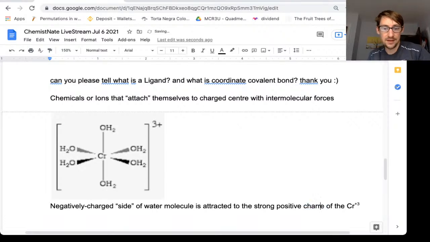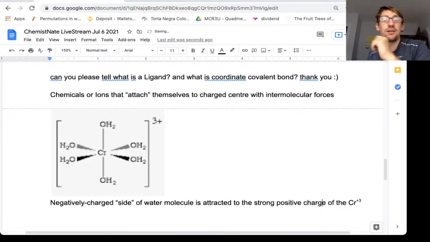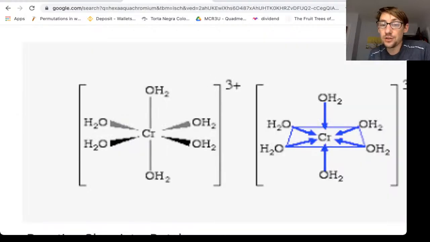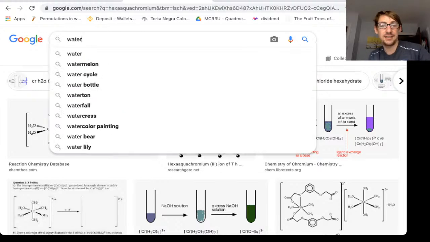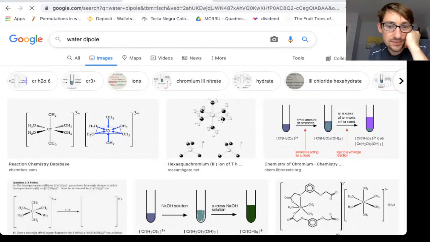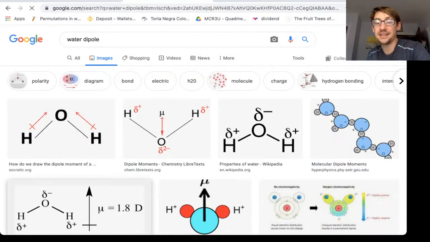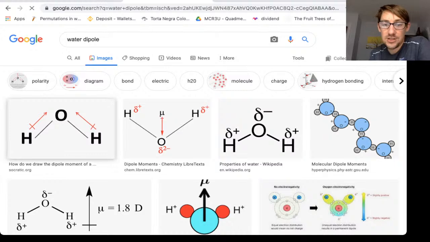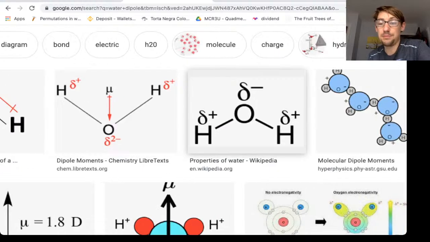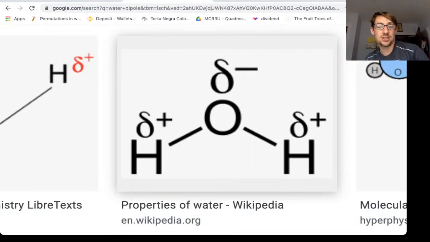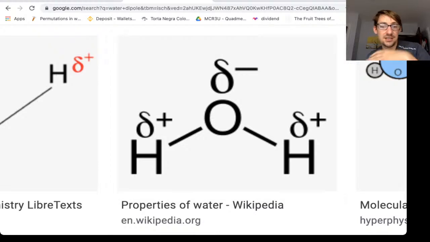There we go. Each of the waters has delta minus partial charges on the oxygens and delta plus charges on the hydrogens. If you're looking to see how that works, I can just bring up water dipole here. Oxygen is more electronegative than hydrogen. So you end up with something called a dipole moment. You may not have to draw that in there. Most people here in the school that I teach at just show these delta plus and delta minus charges.